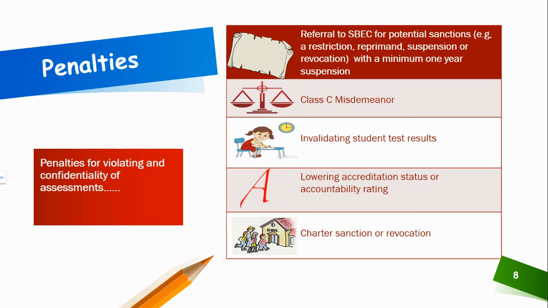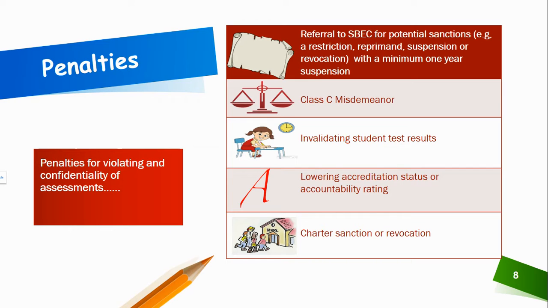The penalties for violating test security and confidentiality may include referral to the State Board for Educator Certification for potential sanctions, including a restriction, reprimand, suspension, or revocation of a certificate. Specifically, Texas Administrative Code 249.17(g) indicates a mandatory minimum sanction of a 1-year suspension for an educator who intentionally manipulates the results or violates the security or confidential integrity of any statewide assessment.